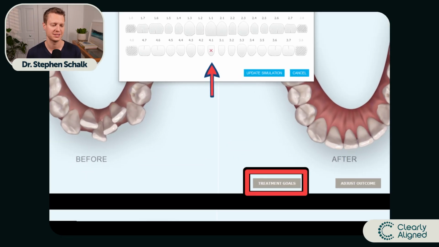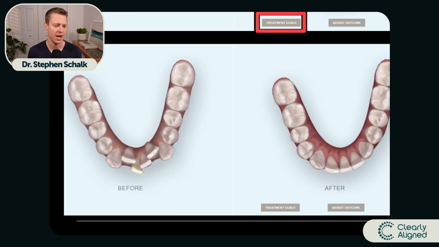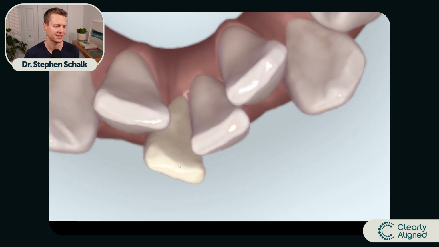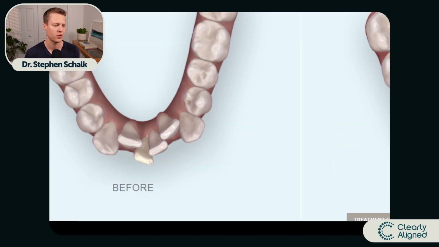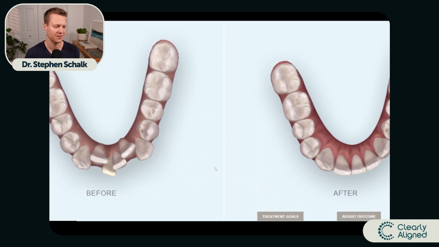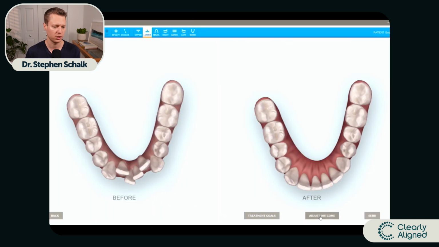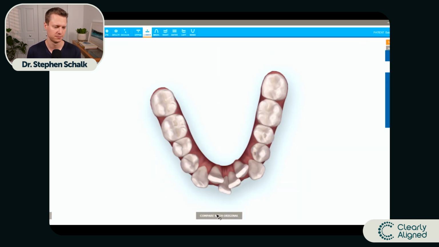So on the Invisalign scanner, if you click on treatment goals and then right click on that tooth 4-1, we can go ahead and ask them to virtually remove that tooth. So we can see it right here that it's more yellow. So it's extracting that tooth to give us an option of a treatment plan of if we were to take out a tooth. So this is how it looks. We go adjust outcome.